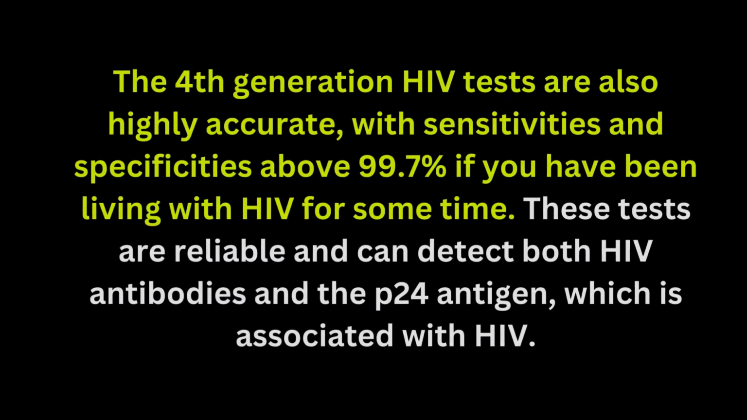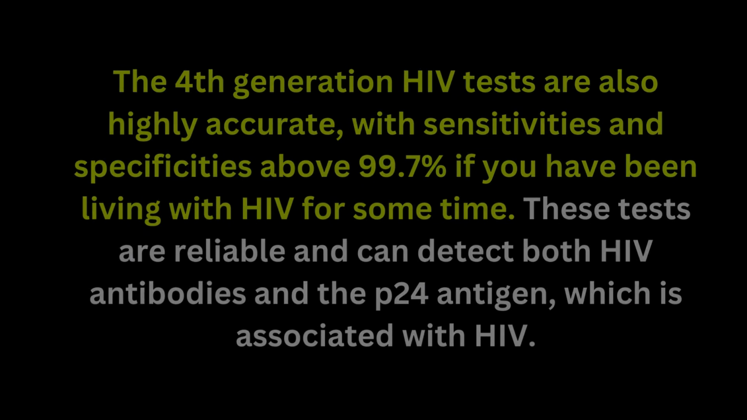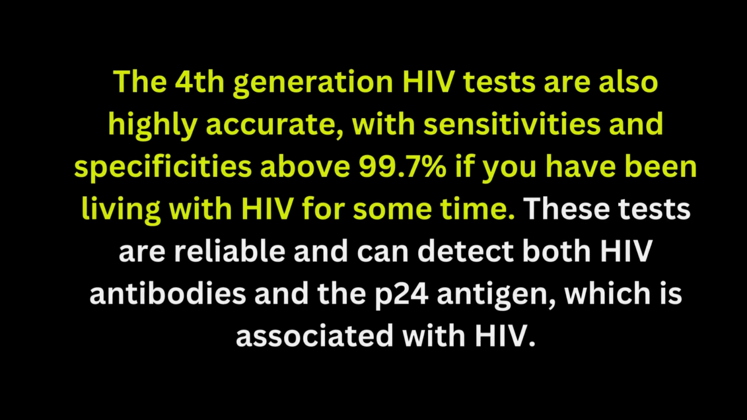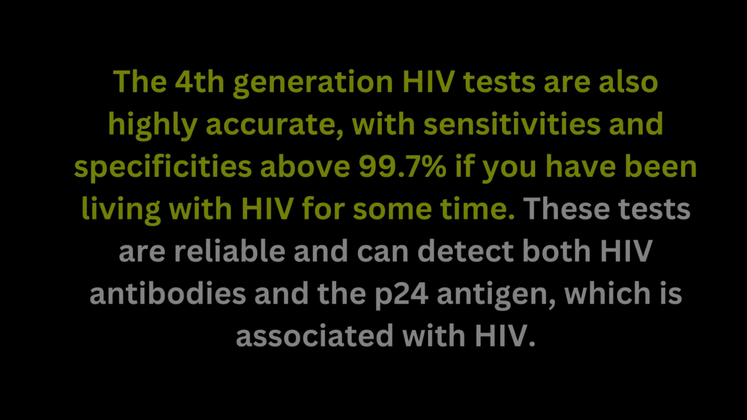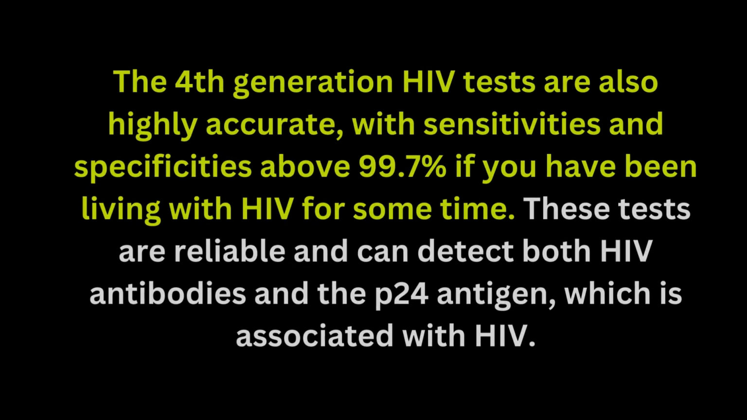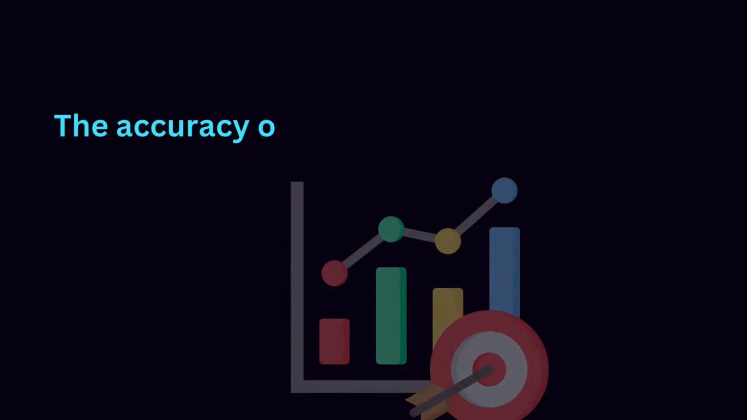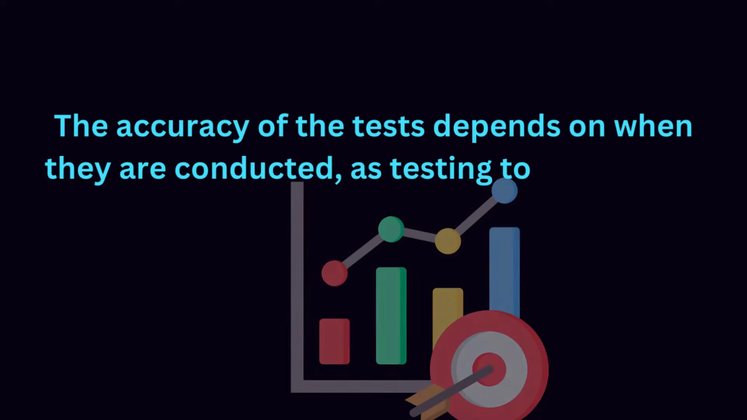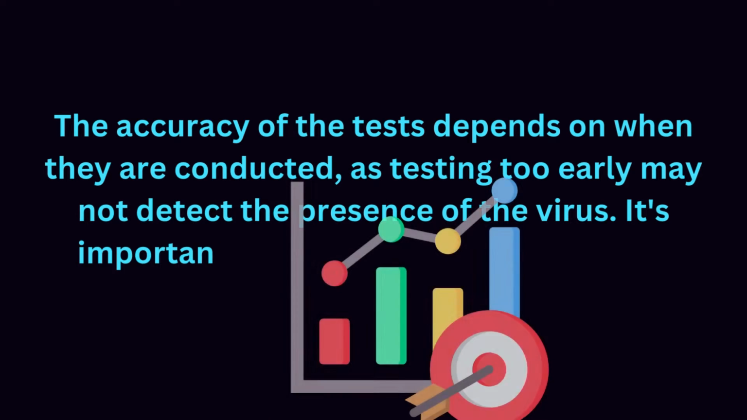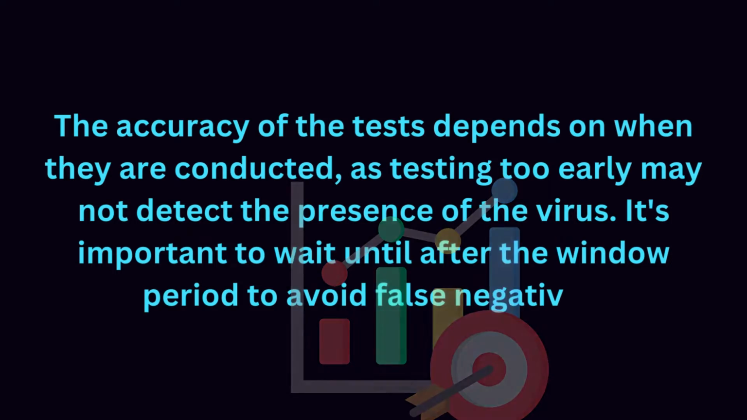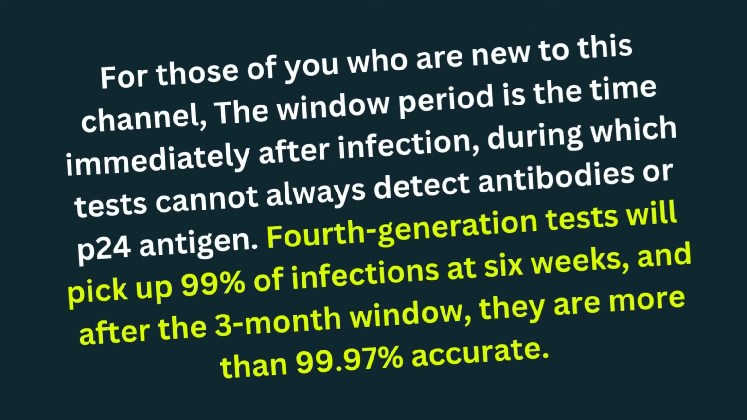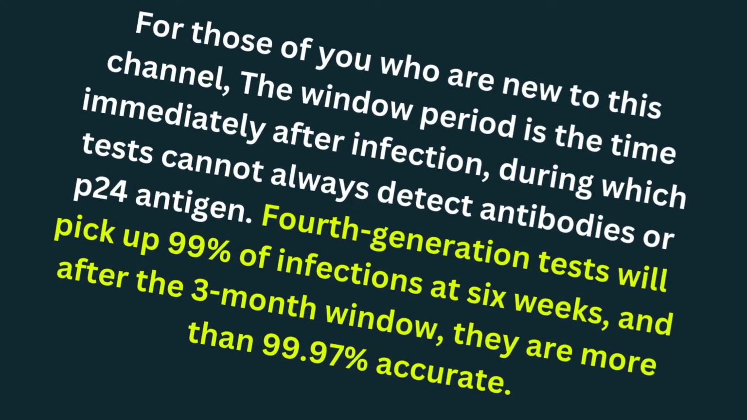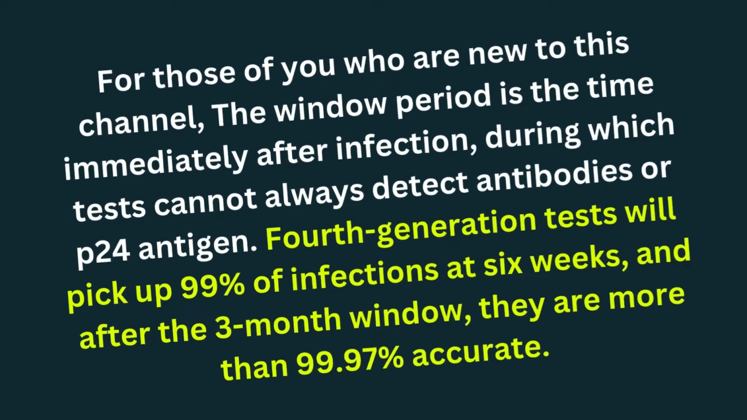The 4th-generation HIV tests are also highly accurate, with sensitivities and specificities above 99.7% if you have been living with HIV for some time. These tests are reliable and can detect both HIV antibodies and the p24 antigen, which is associated with HIV. The accuracy of the tests depends on when they are conducted, as testing too early may not detect the presence of the virus. It's important to wait until after the window period to avoid false negatives. For those of you who are new to this channel, the window period is the time immediately after infection, during which tests cannot always detect antibodies or p24 antigen.